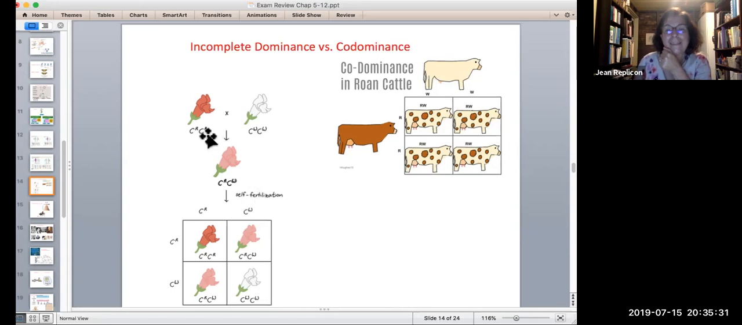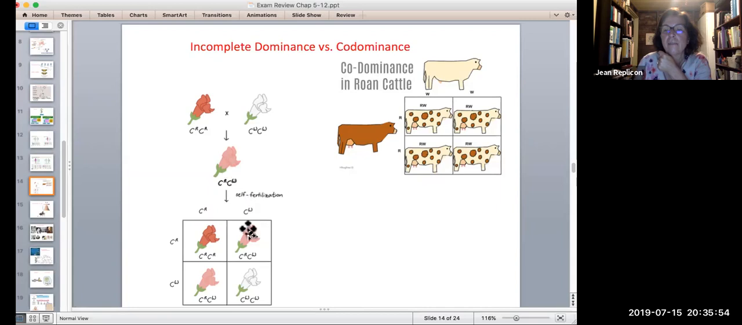Both of them are given C, and then capital R subscript for red or capital W subscript for white. And so in the F1 generation, when these true breeding plants cross, the only possibility is having a C capital R and a C capital W. So the only possibility is that it would be pink.